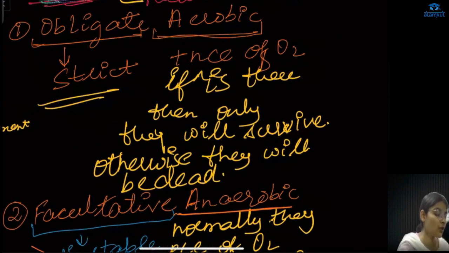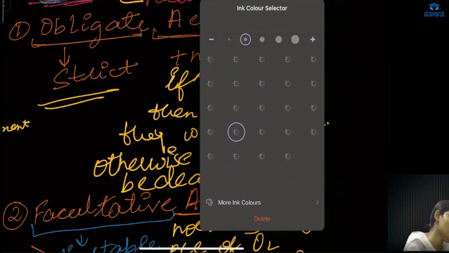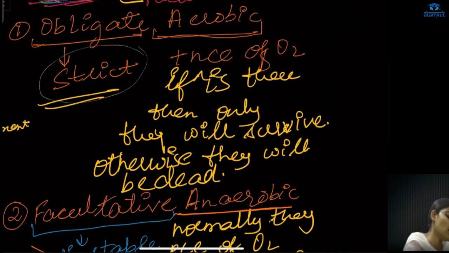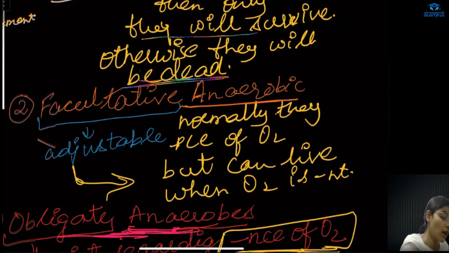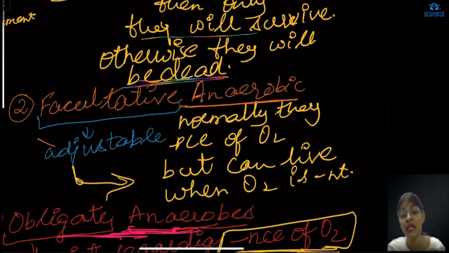Then obligate aerobic is what? Same thing जो मैंने बताया. Strict aerobic होते हैं, strict presence of oxygen चाहिए होता है. Obligate means strict. Okay, if it is there, then only they will survive, otherwise they will die. अगर ऑक्सीजन नहीं होगा तो वो मर जाएंगे.